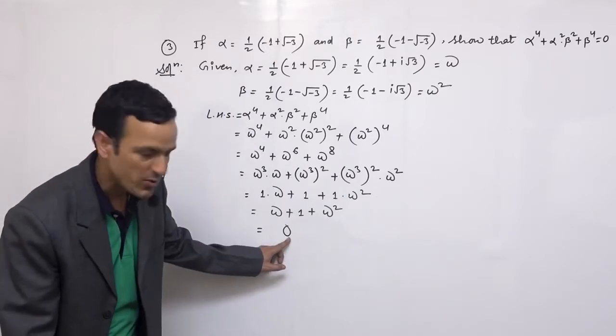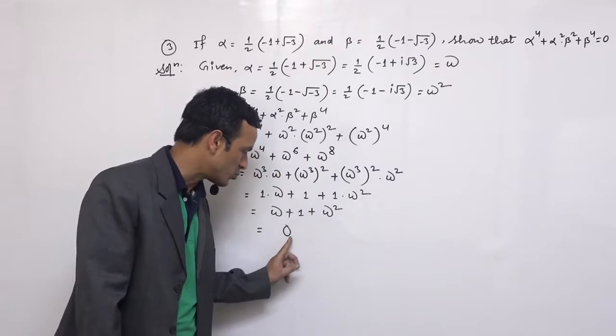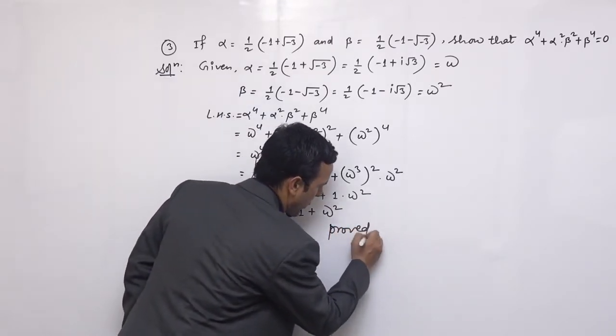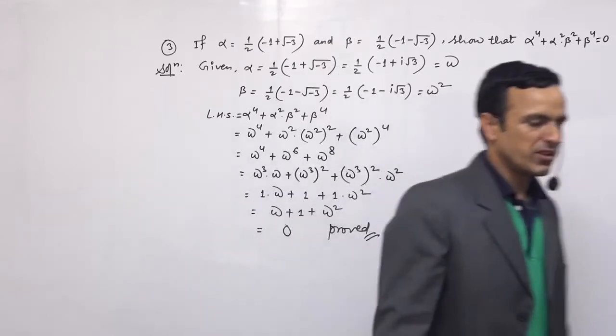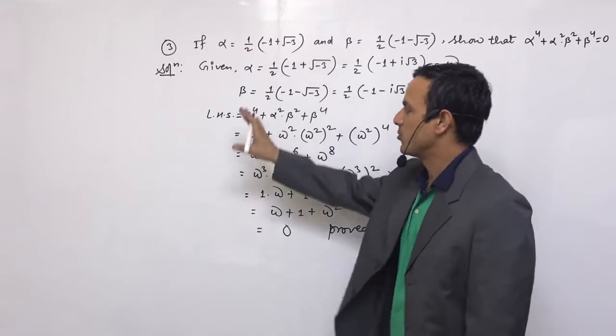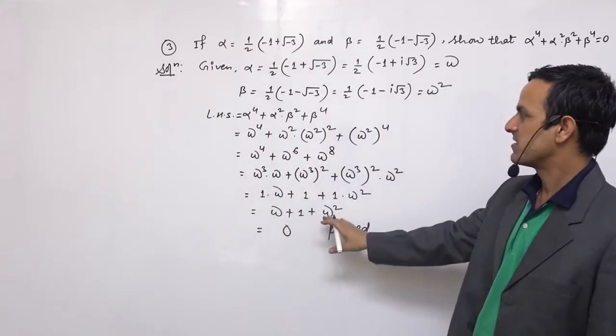This is also one of the property. 1 plus omega square is equal to 0. So hence proved. So in this way, after using the properties of complex cube root of unity, we can deduce this result like this.